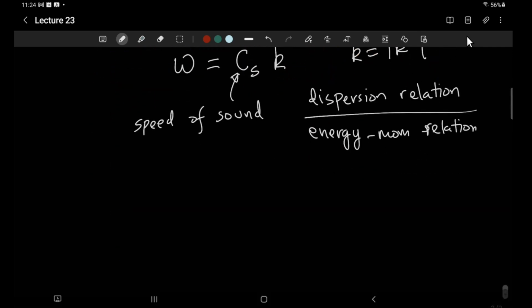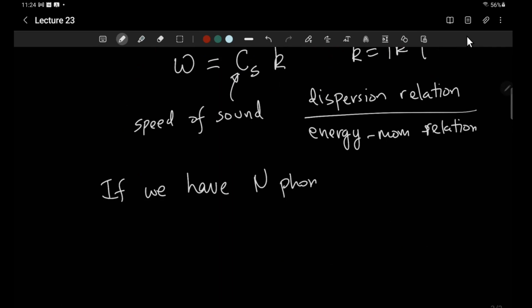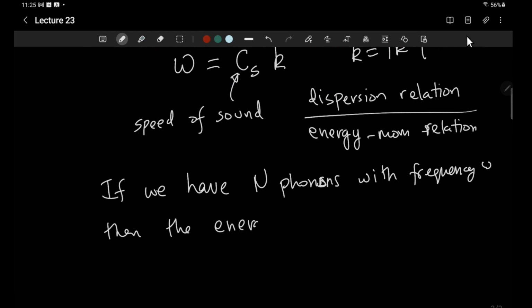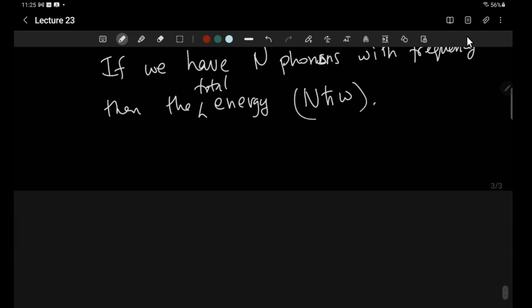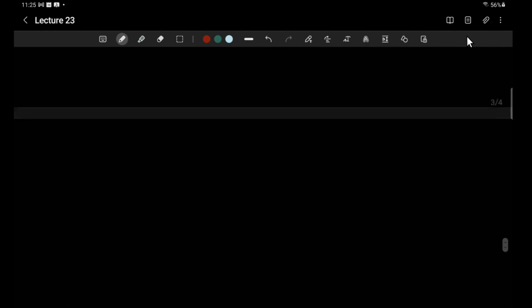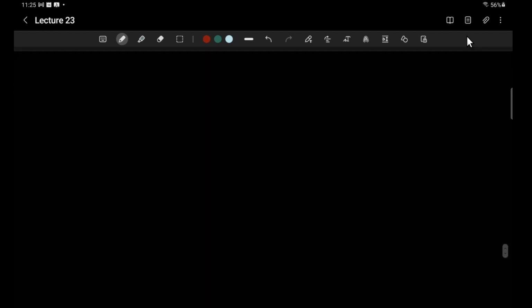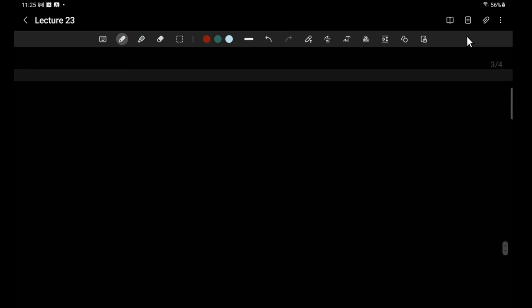Okay, so if we have n phonons with frequency omega, then the total energy, what will it be? n times h cross omega. Okay, so this is the multi-particle picture. So now we are ready to do this. What we are doing now is we have a particle interpretation of the story.